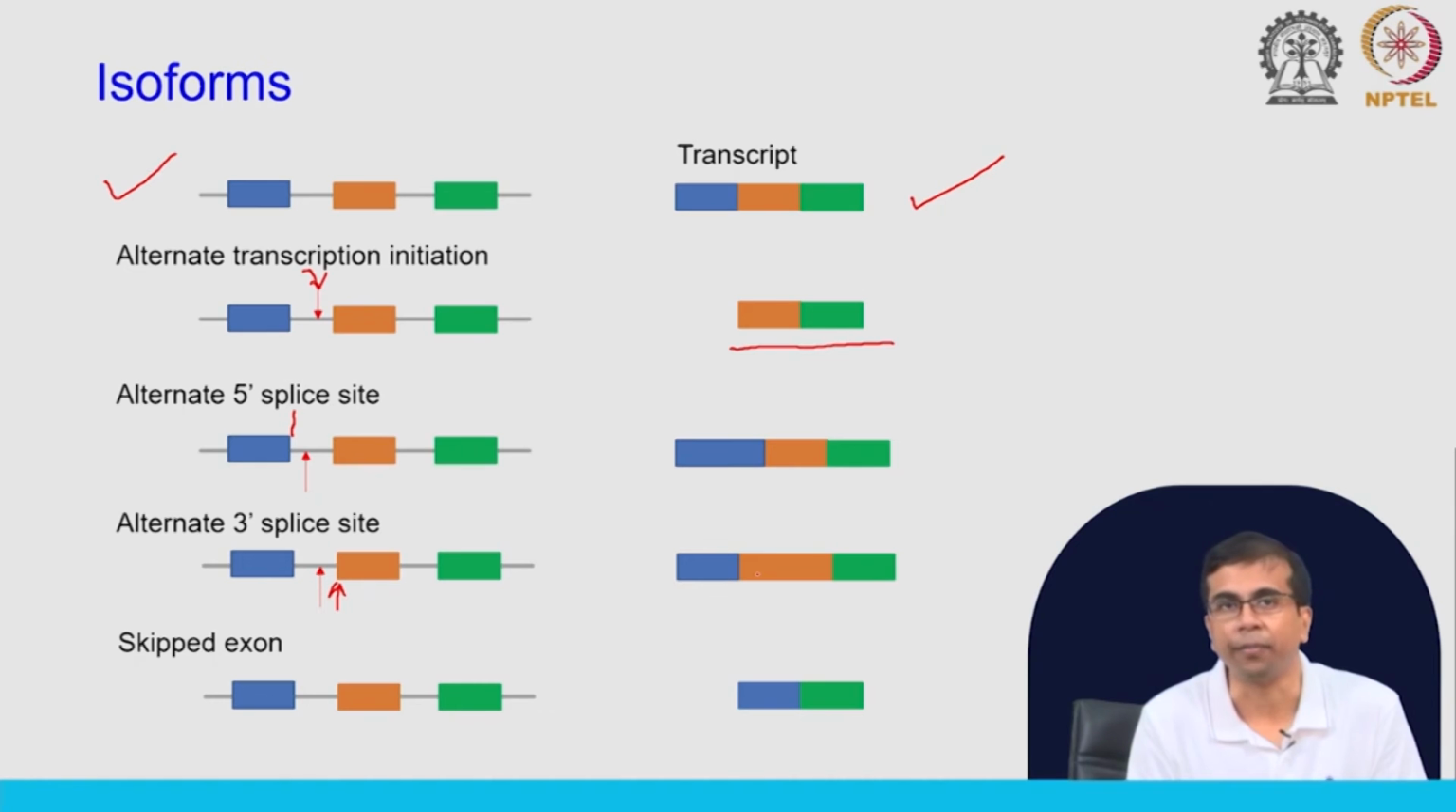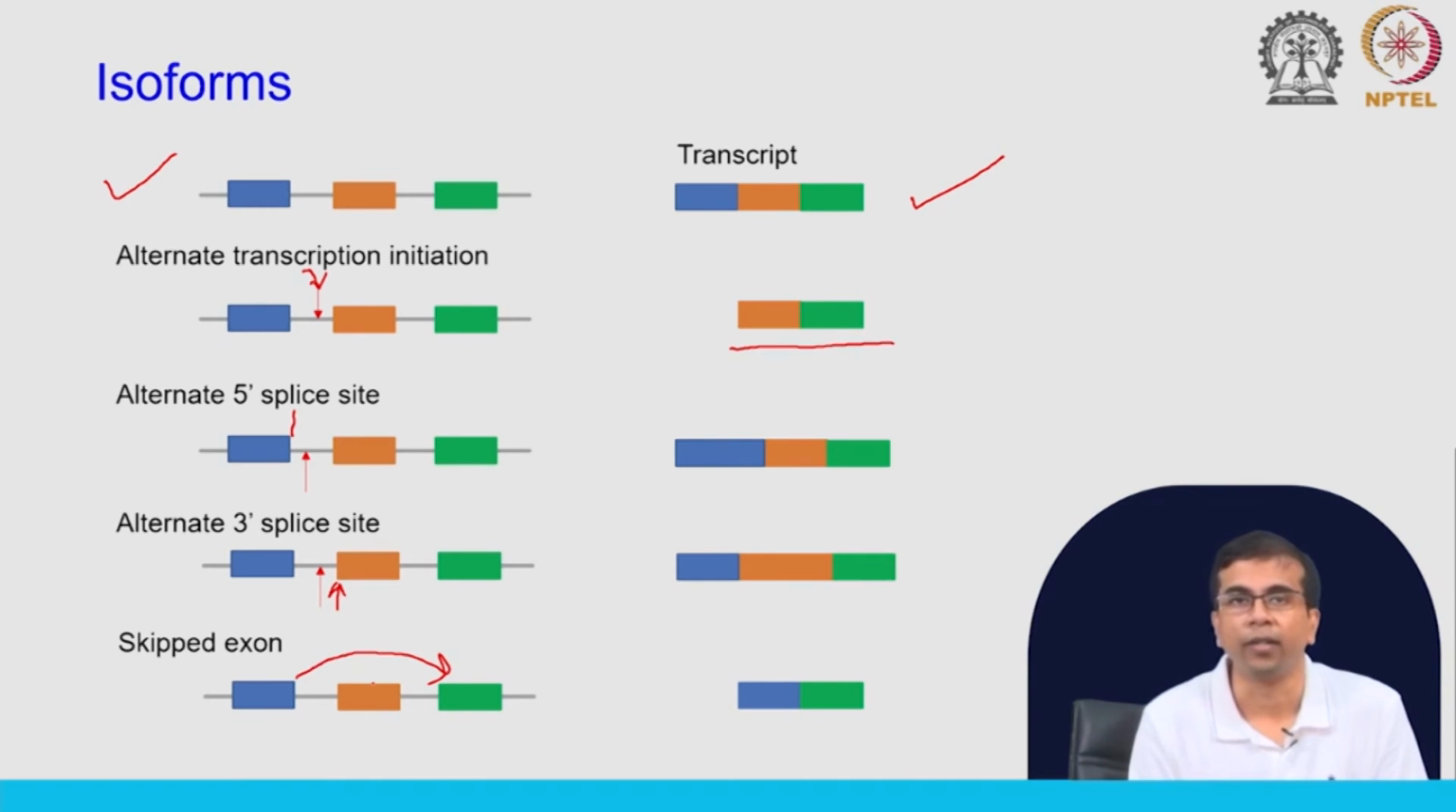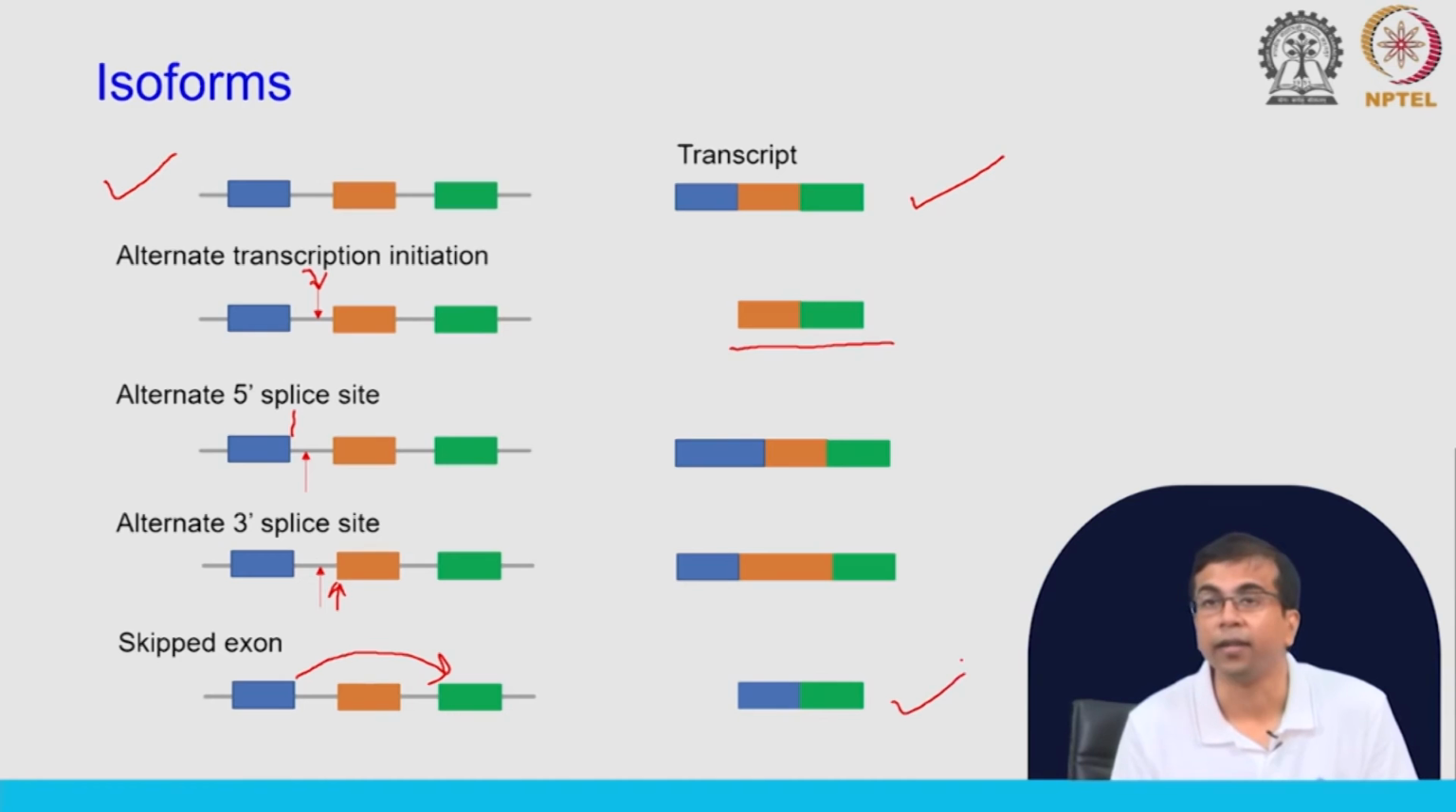And finally, this is the classic case. You can have a skipped exon. So, maybe the second exon is not included, only the first and the third exon combine together and give rise to this transcript. You can have other kinds of scenarios, which you can find in the reference.